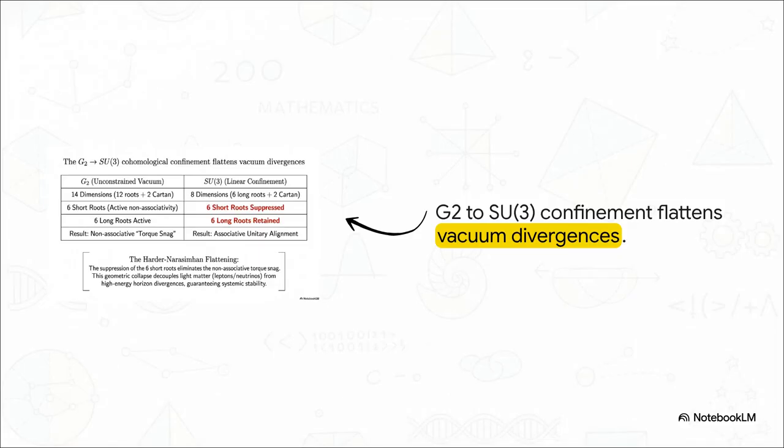But calculating mass isn't quite enough. The whole system has to remain stable. The unconstrained vacuum exists in 14 dimensions, which includes 6 short roots that cause a non-associative torque snag. You can think of it as a massive mathematical bug that would cause a complete geometric crash. To fix this, the Harder-Narasimhan flattening mechanism suppresses those 6 short roots, literally flattening the geometry down to the associative SU3 model with 8 dimensions. This geometric collapse decouples light matter, like electrons, from high-energy divergences. It's an elegant mathematical failsafe that guarantees systemic stability.